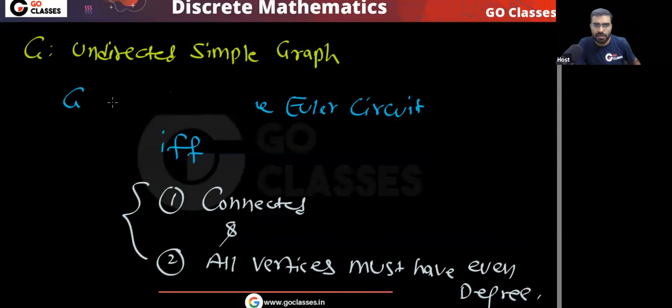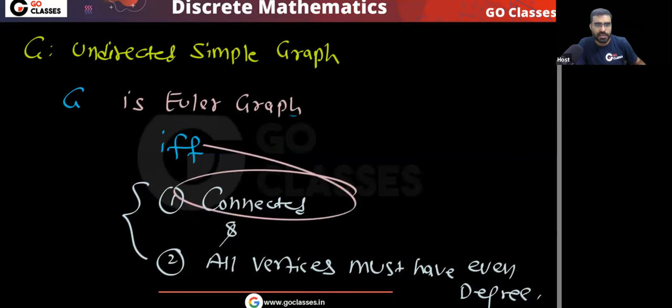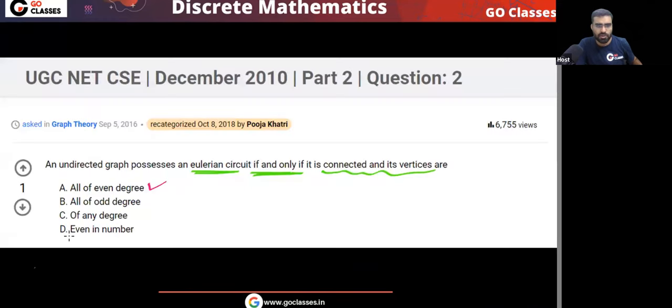I can also say that G is an Euler graph. When can I say G is an Euler graph? We can say G is an Euler graph if and only if it is connected and all vertices have even degree. So here you can notice, an undirected graph is an Euler graph if and only if it is connected and all vertices are of even degree. So the answer will be option A.